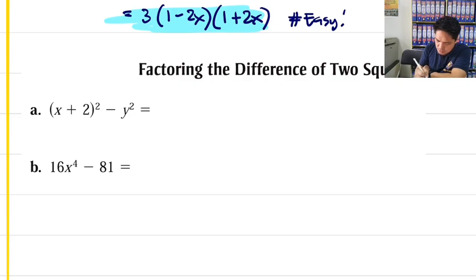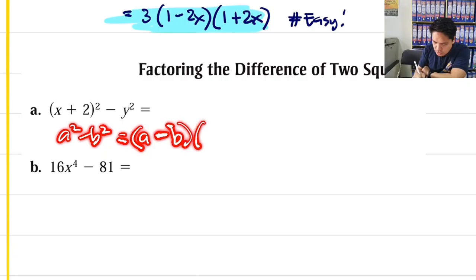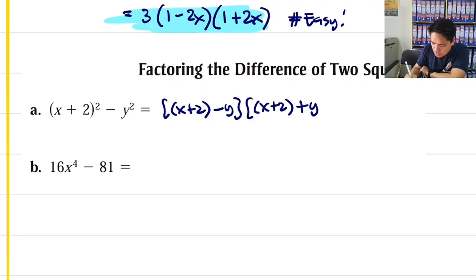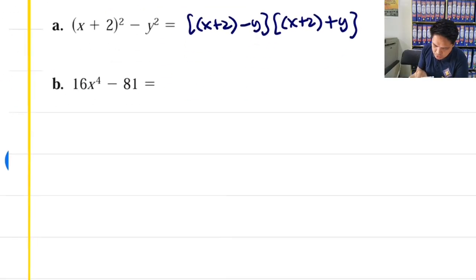So since a squared minus b squared, the factor of this is the conjugate binomials, a plus b and a minus b. So therefore, the factor of this is simply, let's use brackets, x plus 2 minus y and x plus 2 plus y. And it's that simple. It's done. How about letter B? How do we answer letter B?